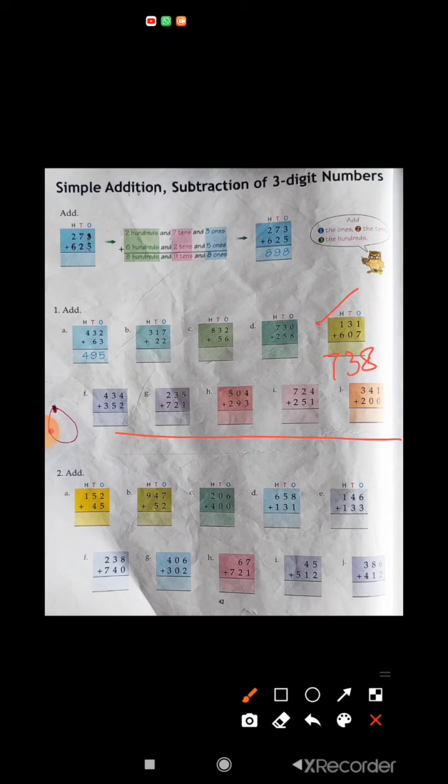This one, students, you have to do yourself in homework, and in copies you will do. Okay, in books and copies both you have to write this work. Now question number 2, addition.